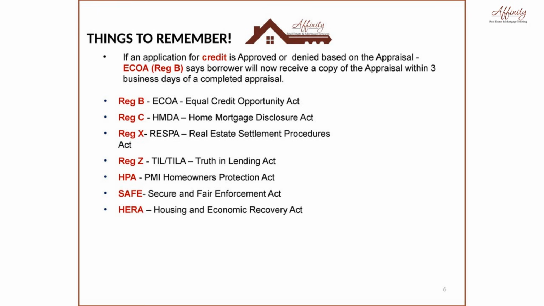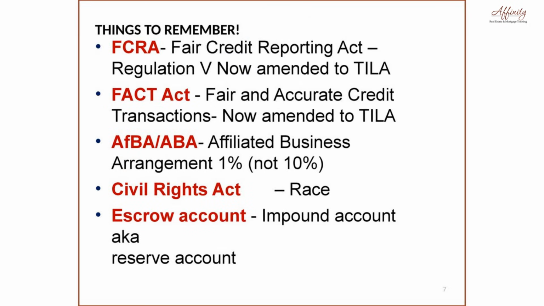The next thing we also have to remember are the other federal laws called the Fair Credit Reporting Act. It deals with our credit report and the credit reporting agencies, Equifax, Experian, and TransUnion. It deals with what they're allowed to put on our credit and what we can make them take off. Then we have the FACT Act, FACTA. It deals with identity theft. It's the Fair and Accurate Credit Transaction Law. Both FCRA and FACTA have been amended into TILA.